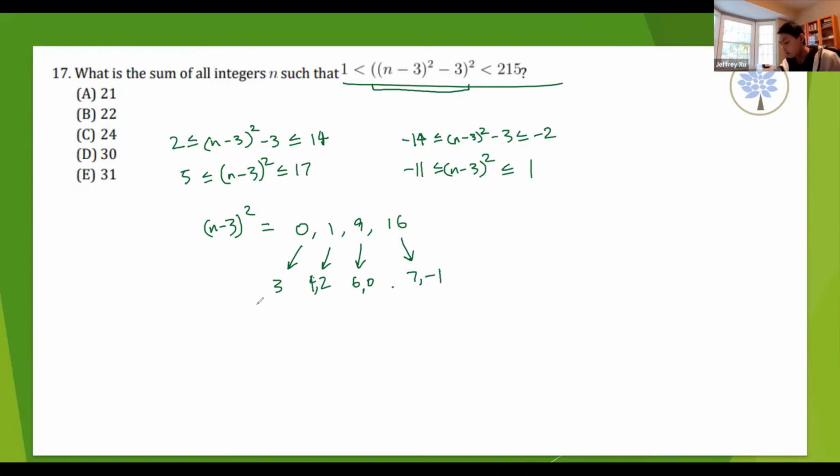So then we just add all of these values, and we'll find that the sum is equal to 21, which is choice A.